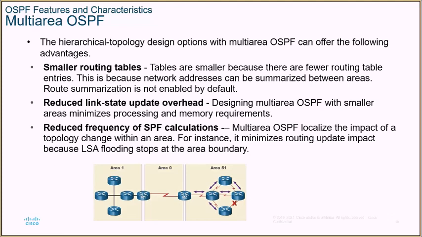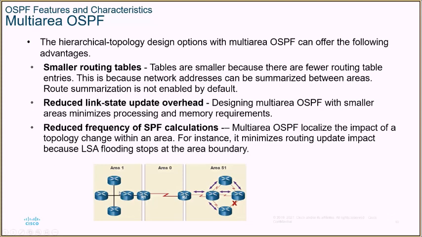And so basically, smaller routing tables are possible because there are fewer routing table entries. This is because network addresses can be summarized between areas. Route summarization is not enabled by default. So as you can see here, router 1 and router 2 are those area border routers we were talking about in the previous slide, because some interfaces are in area 1, some interfaces in area 0.